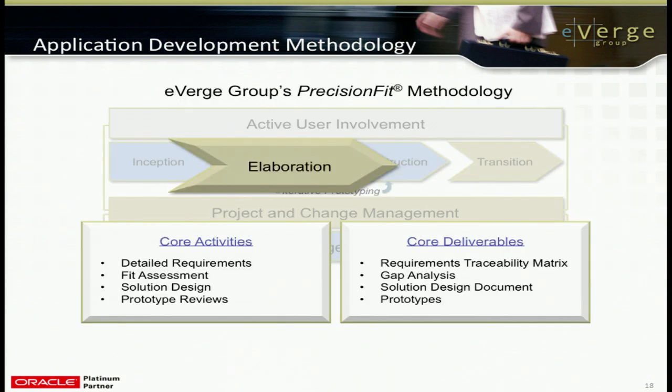The next stage is known as elaboration, and you can see here's where we may have started some requirements gathering in the inception phase, but here's where we're going to do detailed requirements, and we're going to try and solidify those requirements. We actually take those requirements and we do what we call a fit assessment and a gap analysis to compare how those requirements are going to be met with the standard delivered functionality of the software that we're delivering. We actually start doing solution design, and you can see we start the prototypes.